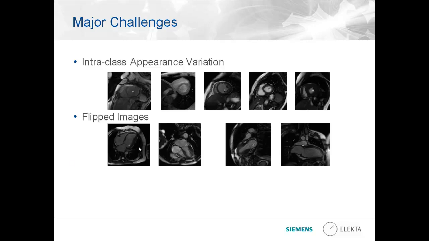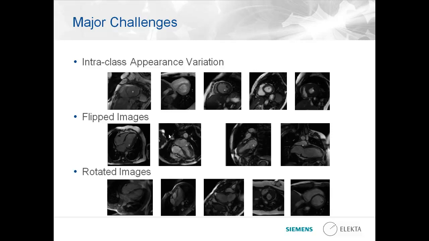Then there are flipped image cases. The left two images are 4-chamber view images, and the right two are 2-chamber view images. Although they belong to the same class, they have totally different local features extracted from local patches, and it will confuse the classifier during the training process, so it brings a lot of difficulty for the classification. And there are rotated images, where the heart is rotated at a random angle, so it requires rotation invariant features to be extracted, but that is very hard to satisfy.